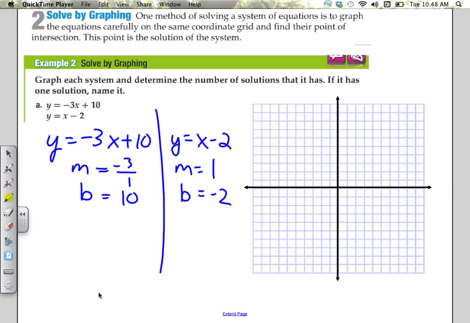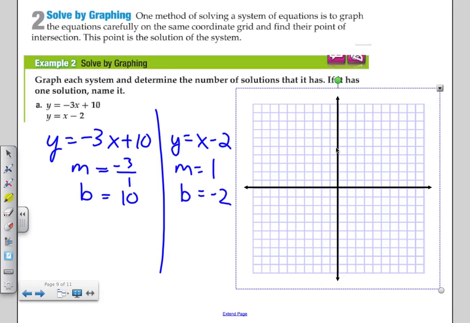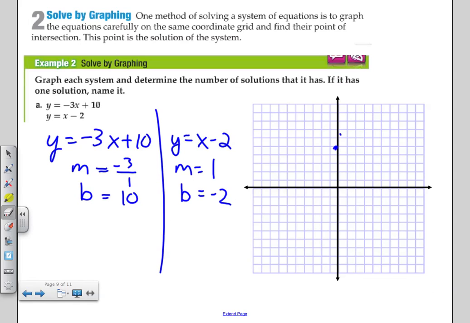Okay, so first we'll graph negative 3x plus 10. I'm going to count by twos, 2, 4, 6, 8, 10. So there's b, and the slope is negative 3 over 1. So I'm going to go up 3 and over 1. Oh, it's a negative slope. My bad. I'm not going to count by twos. I think that might confuse you guys. I'll just count by ones: 1, 2, 3, 4, 5, 6, 7, 8, 9, 10.